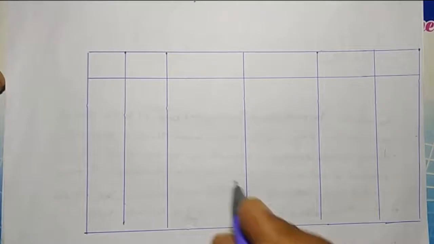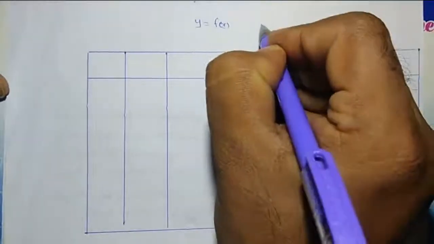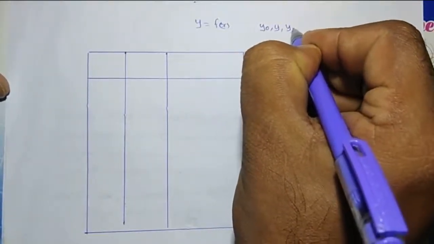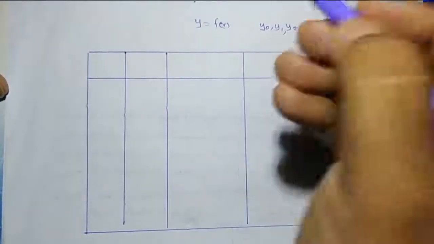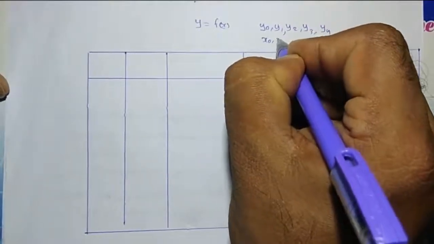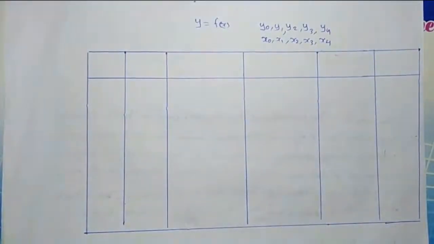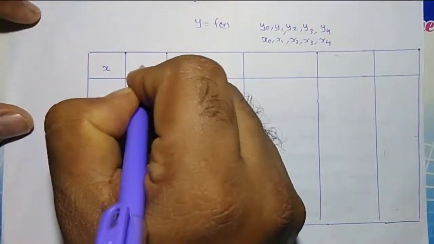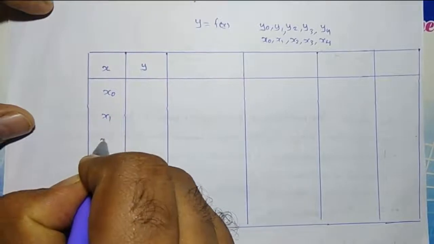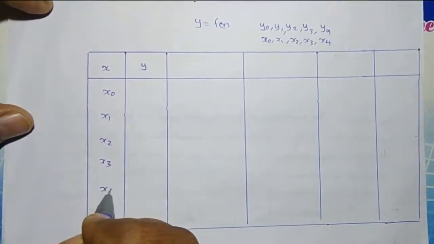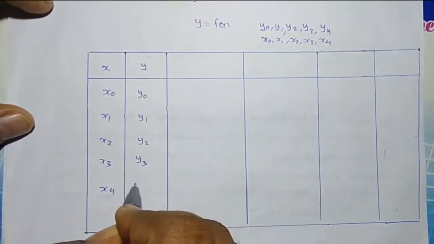Assume that we have a function y equal to f of x, and it assumes the values y0, y1, y2, y3 and y4 corresponding to the x values x0, x1, x2, x3 and x4 respectively. So we may write the table as x and y in the first two columns, x0, x1, x2, x3 and x4. The corresponding y values are y0, y1, y2, y3 and y4.